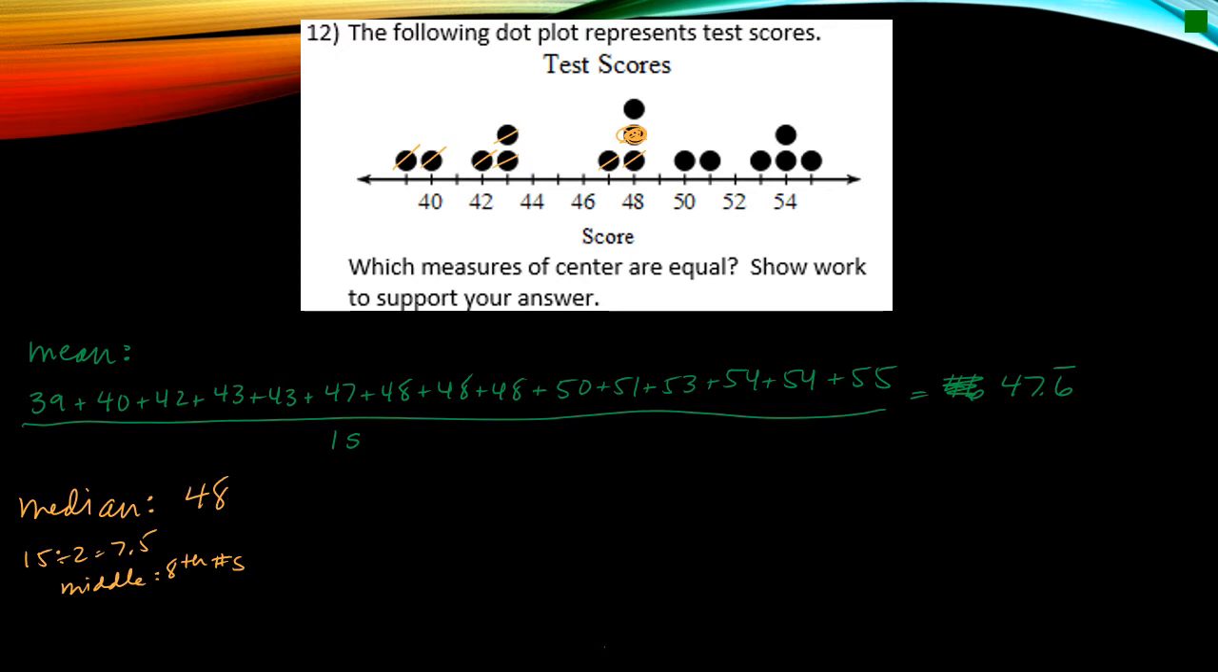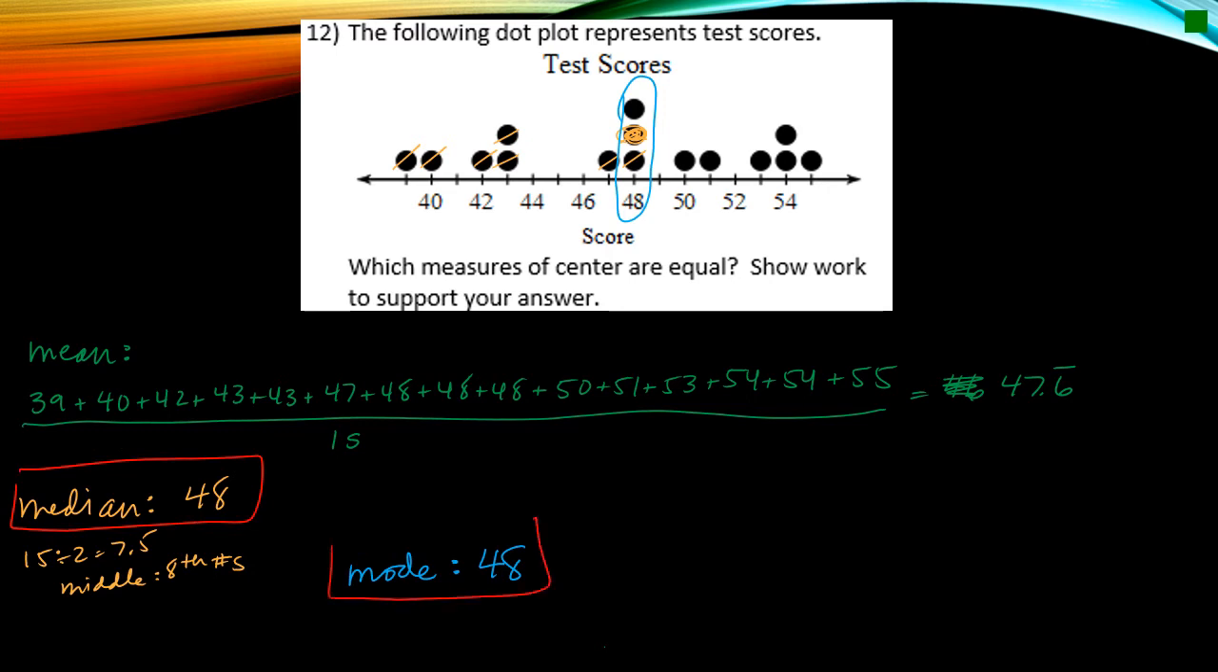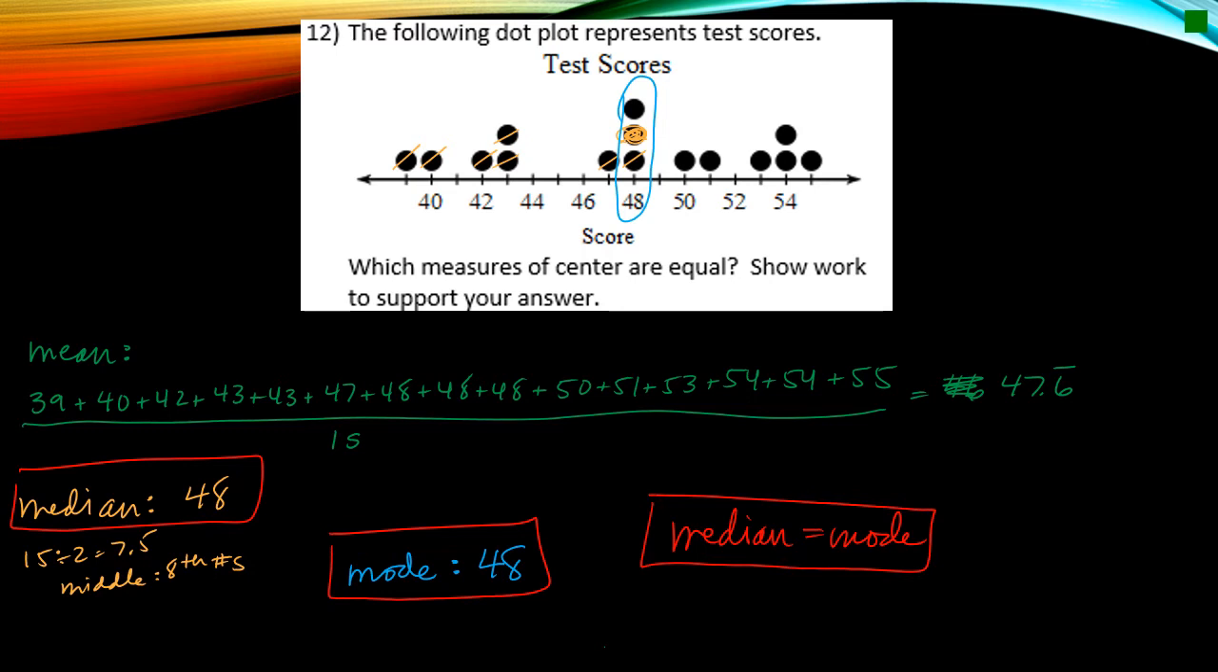And then last but not least, I need to calculate my mode. Mode is the easiest. On a dot plot, it's just whichever number has the most dots on it. So looks like 48 has the most dots on it. So 48 is the mode. Now the question actually asked us to say which measures of center are equal. And as you can see, the median and the mode are both 48. The mean is different. So the answer to this question would be that the median equals the mode. And then the work that supports this answer are the calculations that we just did.